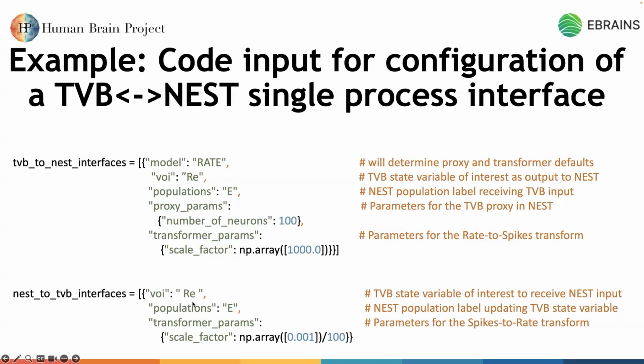In the other direction, from NEST to TVB, it's also the same thing. You need to say from which population you want to record and which state variable you're going to update on the TVB side. Given that by default we assume that we are recording spikes, all other inputs are also automatically chosen unless we place some configurations like this in the dictionary.